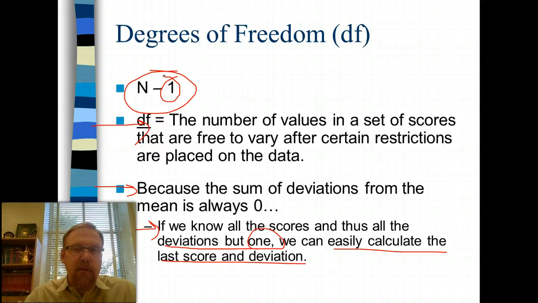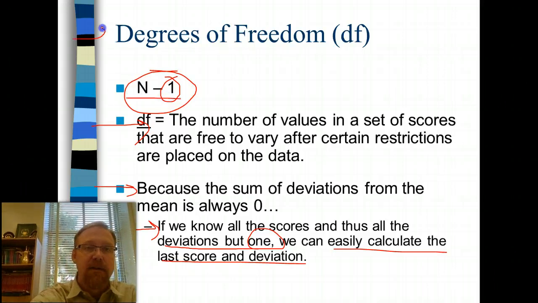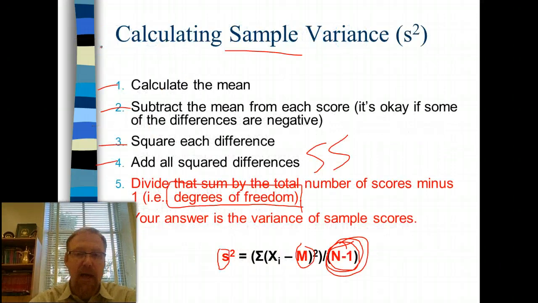That's why we need a little bit of freedom to vary when we have a sample. Because remember, we don't have the whole population data. We're not exactly sure what everything looks like when we have a sample. So we have to have some opportunity for our results to vary. And so we subtract 1 from n to get our degrees of freedom, and then we use that when we calculate the standard deviation.